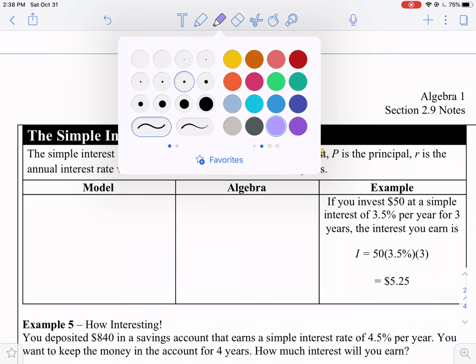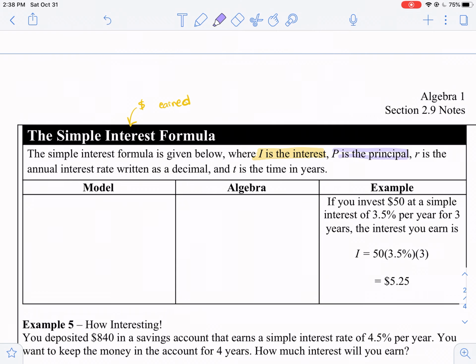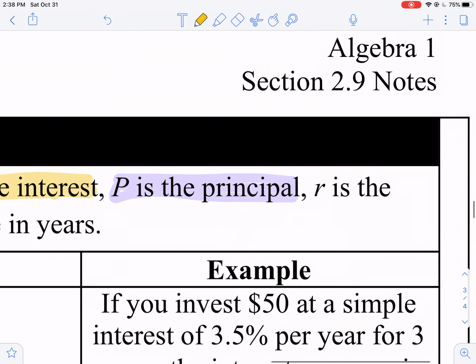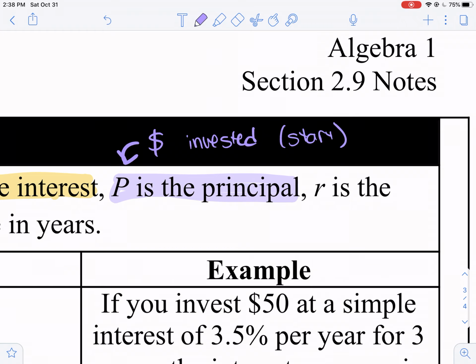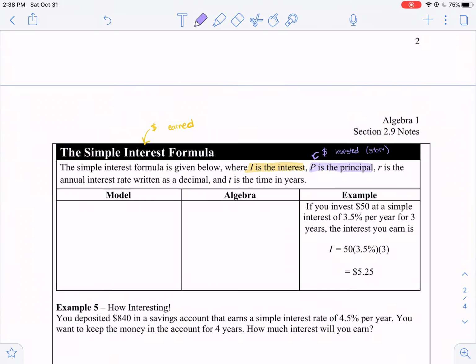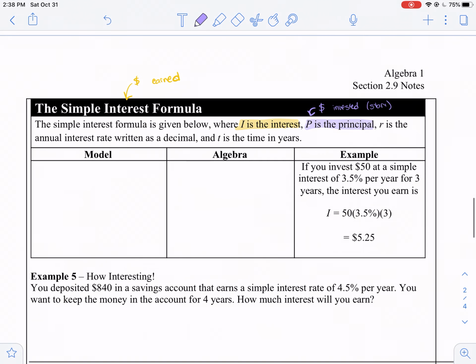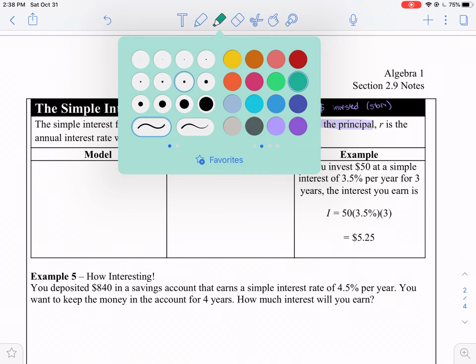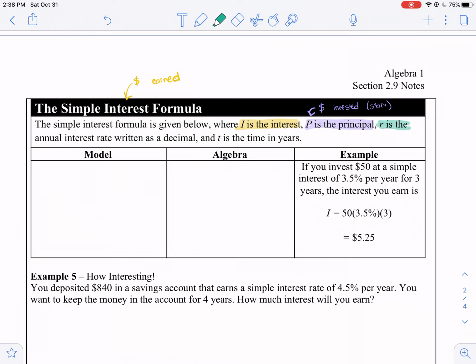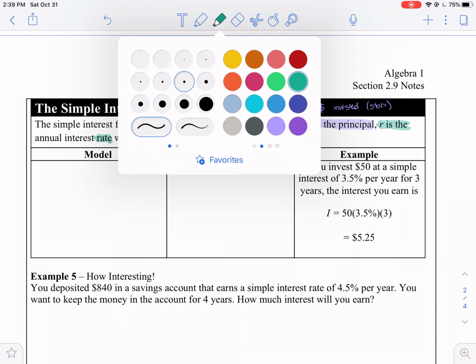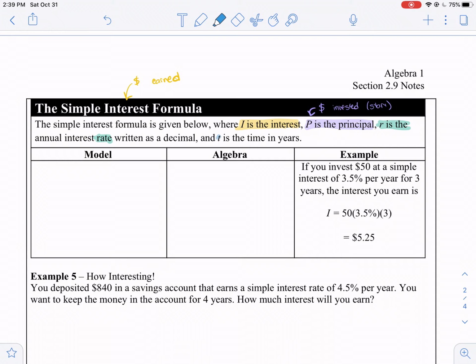P is the principal, like the first person, the one most in charge. Your principal is your starting amount, how much money you invested at the beginning. And then R is going to be the interest rate written as a decimal. R is the interest rate, which I will give you in a problem, or sometimes I'll ask, find what the interest rate was, but that's hard to find. And finally, T is the time in years. How long were you investing for?